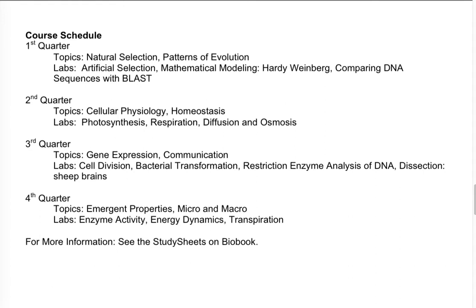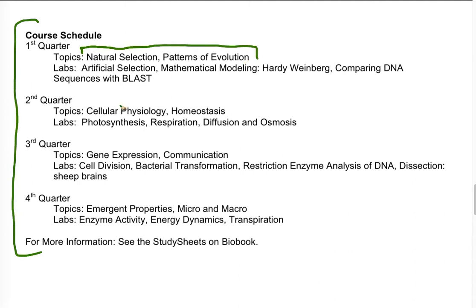The last thing here for the course is, where are we going? What is our plan of studies? Well, as I said before, the first quarter is basically evolution by natural selection and then patterns of evolution. We do a couple of labs. The largest one of the year is artificial selection. We do a mathematical modeling exercise, a Hardy-Weinberg exercise, and we compare DNA sequences using BLAST online.